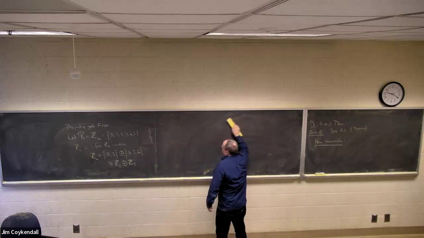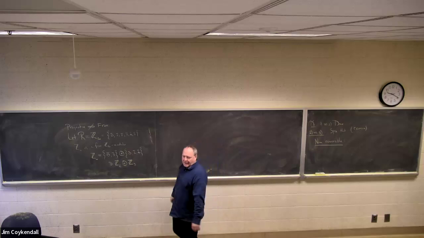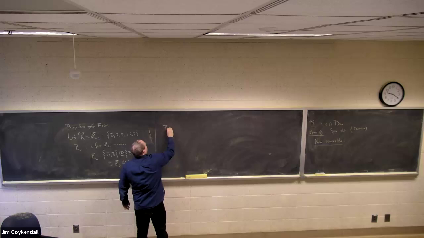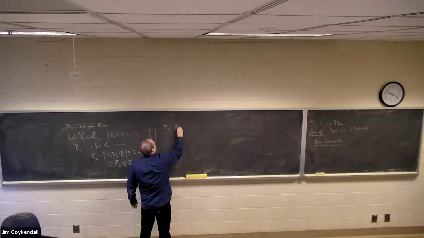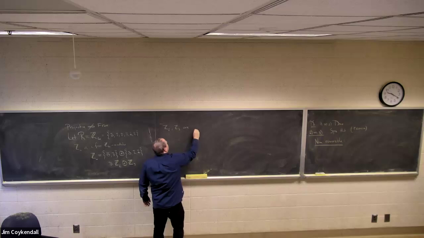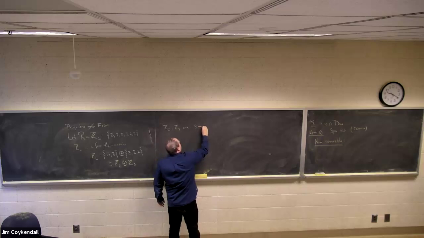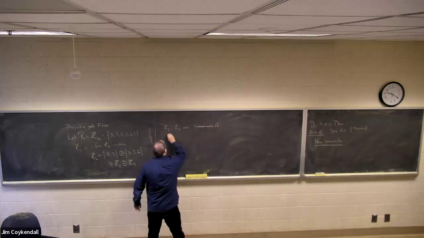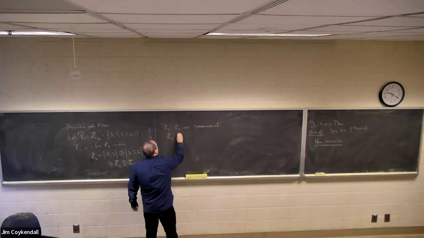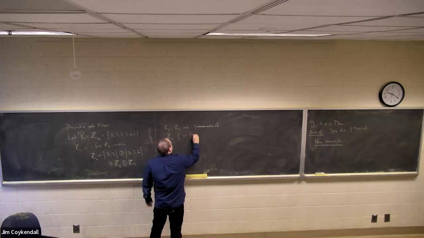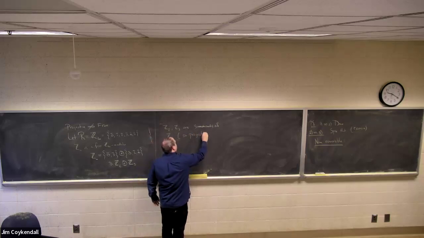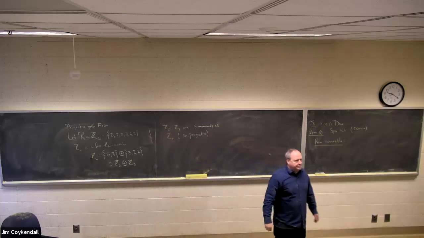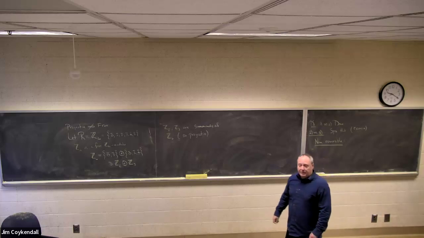Now, what's the significance of this? Well, Z2 and Z3 are summands of Z6. So they're projective. That means they're summands. But they are not free themselves.